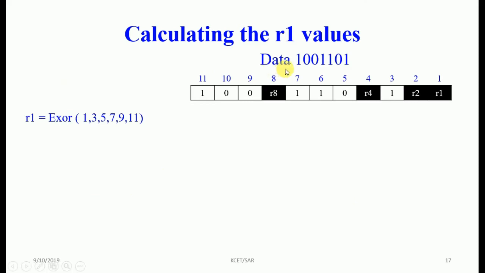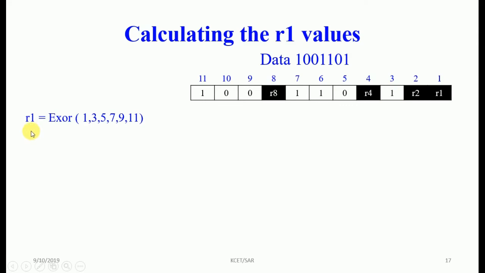In this example, I choose the value 1, 0, 0, 1, 1, 0, 1 as the data. This data can be plotted in these positions. This 1 is from 11, this 0 is from 10, this 0 is from 9, this 1 is from 7, this 1 is from 6, 1 is from 5, this 1 is from 3. The other positions, 1, 2, 4, 8, are already redundant. Now we are going to find the R1 value.